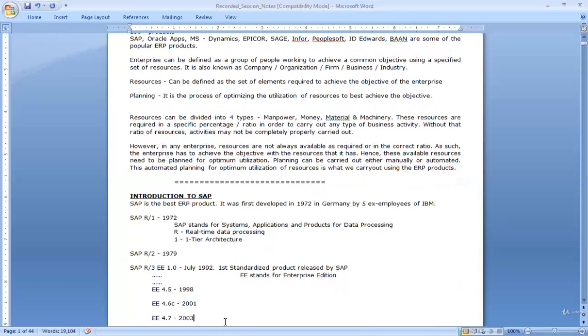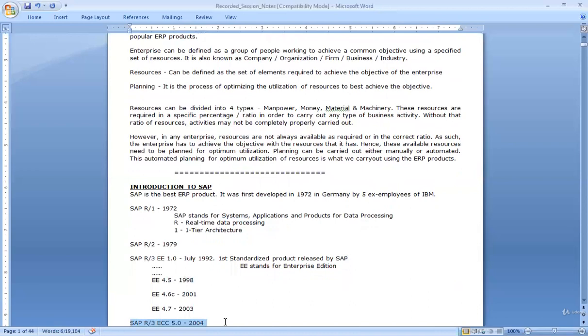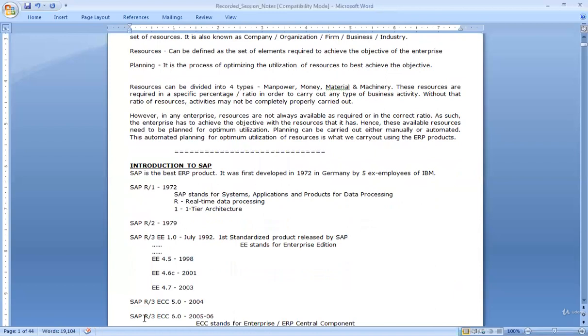The first full-fledged remote-capable product which was developed and released by SAP was called SAP R3 ECC 5.0, which was released in 2004. The next product was called SAP R3 ECC 6.0, which was released in 2005-2006. And this is the product that we are still using, and that is the one that we are going to learn. In this, again, SAP stands for Systems, Applications and Products, Real-Time Data Processing, Three-Tier Architecture. ECC stands for Enterprise Central Component. 6.0 is the version number.